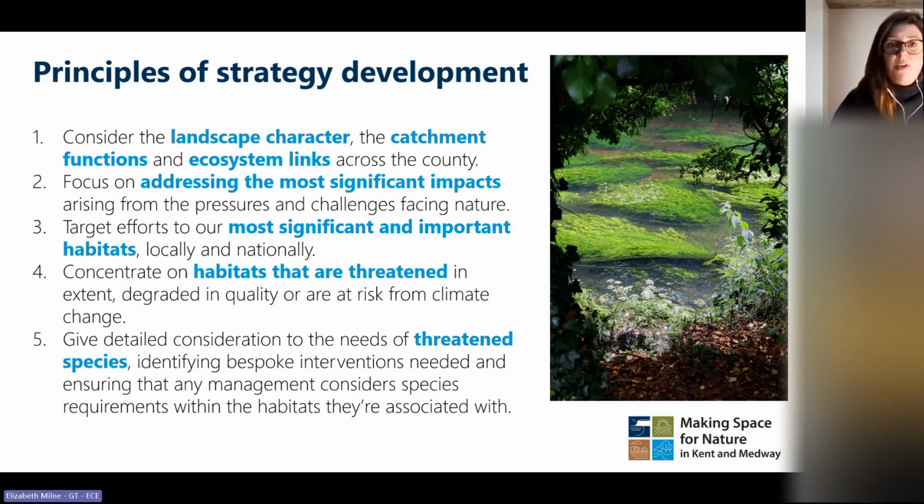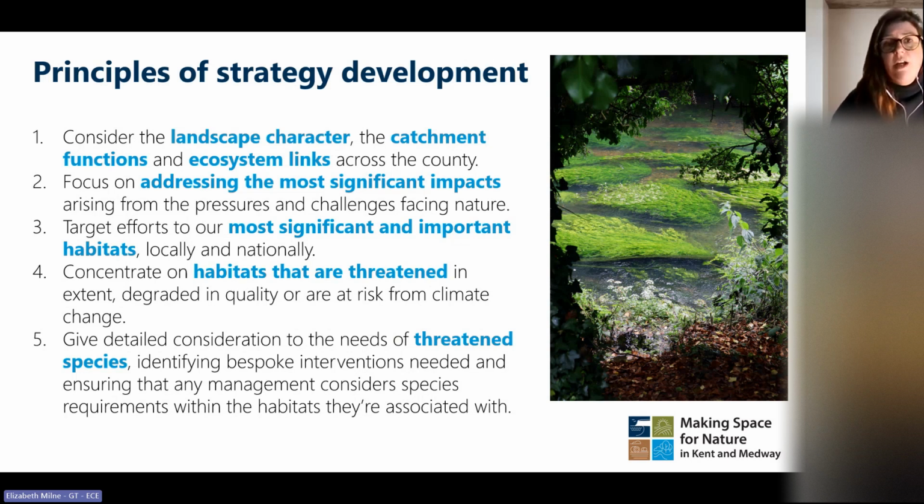We also wanted to see that our efforts were targeted to our most significant and important habitats, and that significance and importance occurs at both a local and a national basis. So nationally, it may be because we have an exceptional stronghold, or a real big chunk of the nation's resource of this particular habitat. Or it could be something locally that we have very little of, and we want to make sure that we retain and, if possible, extend.